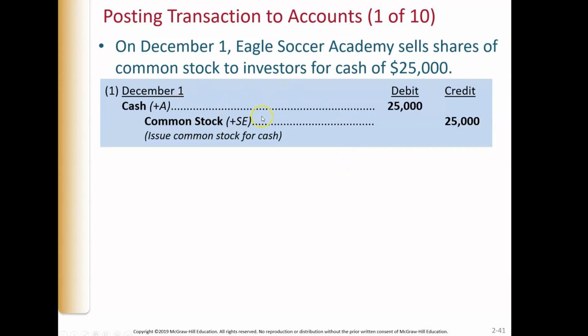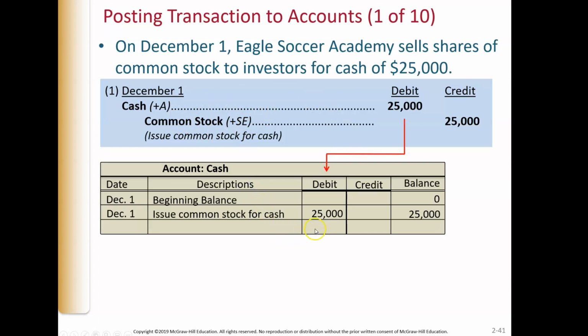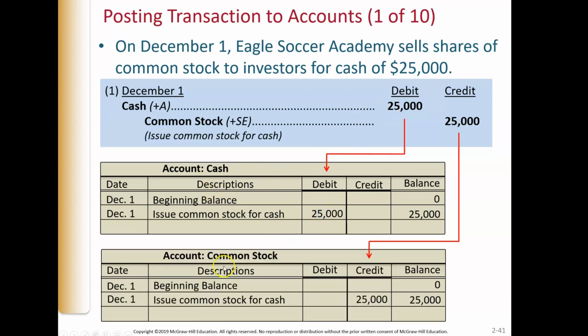So we analyzed and we journalized. Now we need to post it. So we need to post the cash amount, a debit, to the cash account on the debit side. We need to post the common stock amount, a credit, to the common stock account on the credit side.